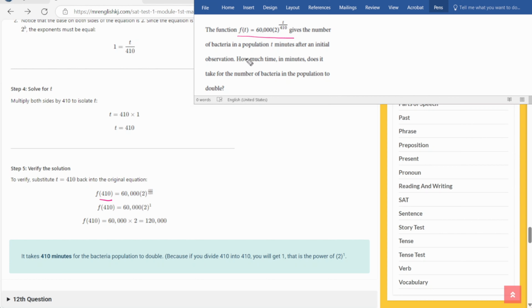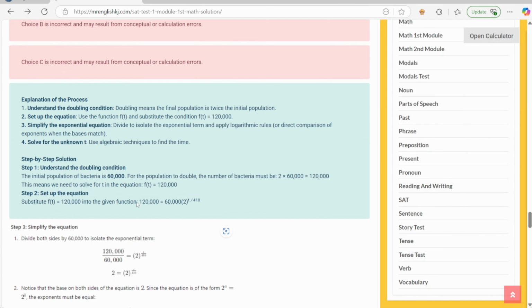So in f(t), you put t as 410 and here you put 410 divided by 410. Obviously you get 1, and you use your power and you still get 2. Multiply by 60,000 and you get 120,000, and you know your answer, the population doubles. So 60,000 doubles to this, right? And that's why it is our correct answer, 4 times. Now this is our mathematical equation.